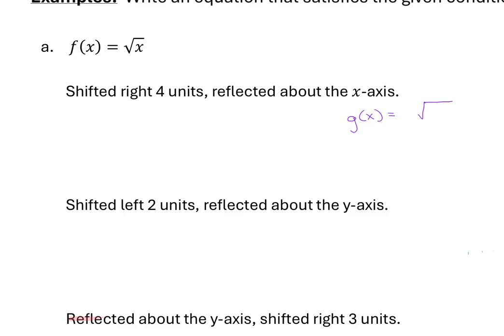Okay, let's break down what we have here. The first one we have is shifted right 4 units. It's a shift, which means I want to add or subtract. We are going to the right, which is horizontal.